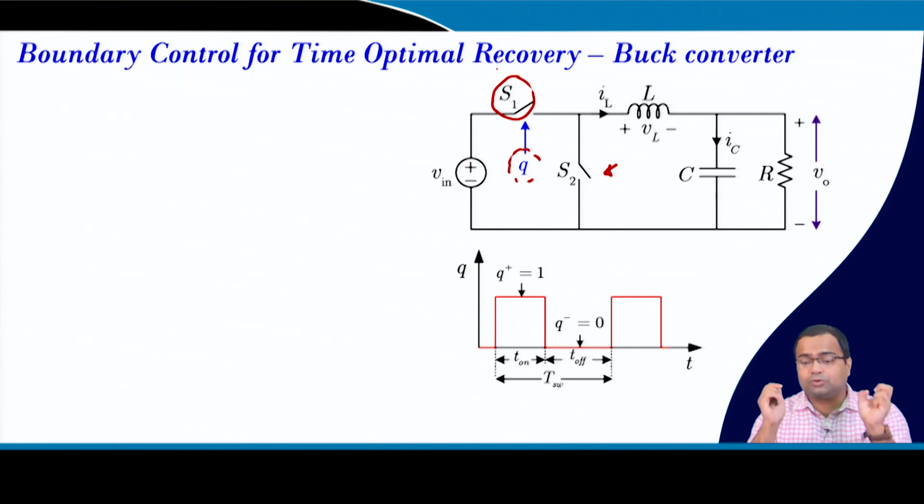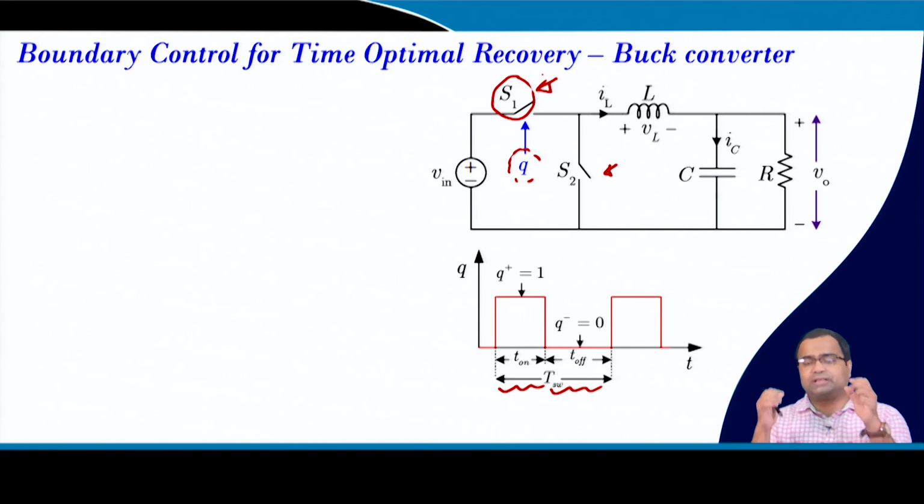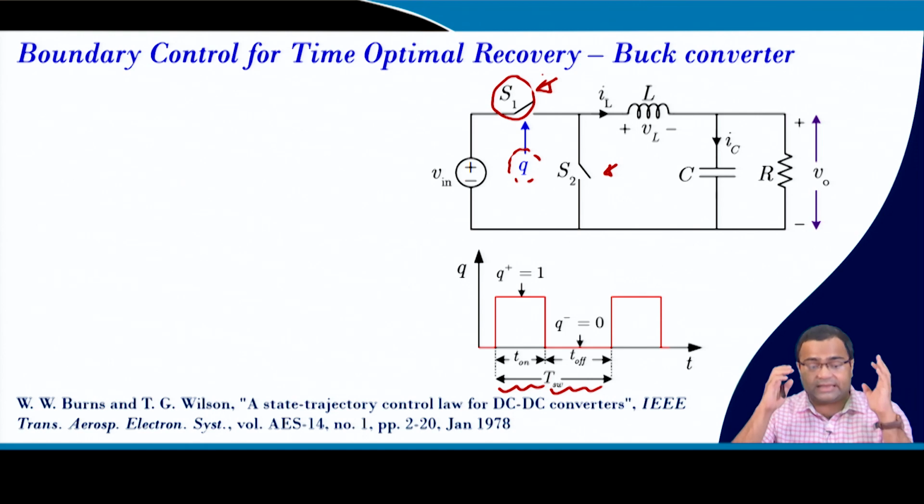Our objective is to generate the on time and off time of this controllable switch, which is the high side switch for a buck converter, and the low side switch for a boost converter, because that is the switch you are going to control. So we need to generate a set of on time and off time. This was initially investigated: how can we synthesize this set of on off times using the trajectory information, which will result in time optimal recovery.